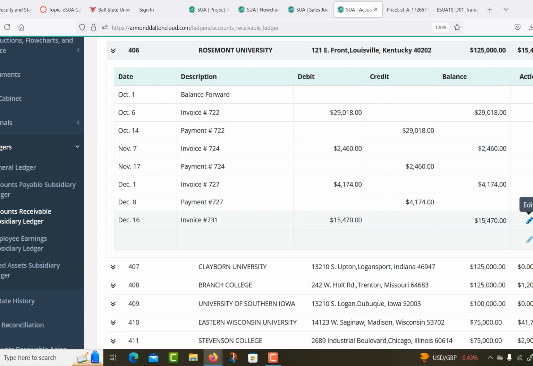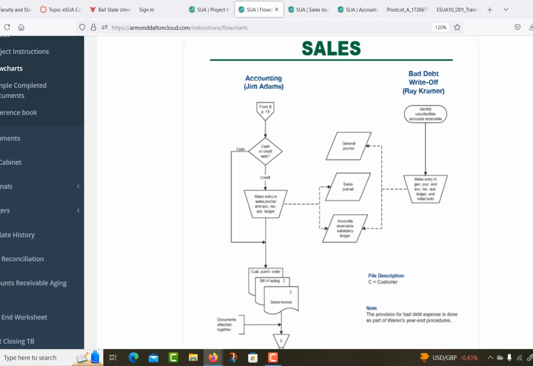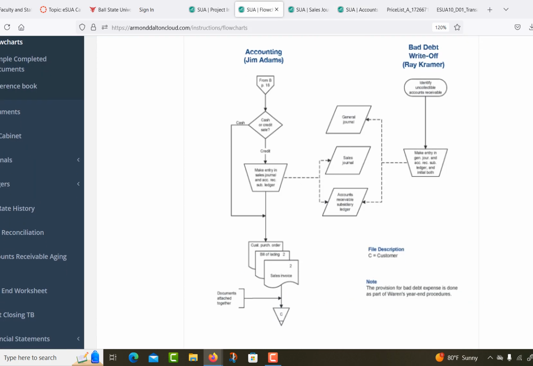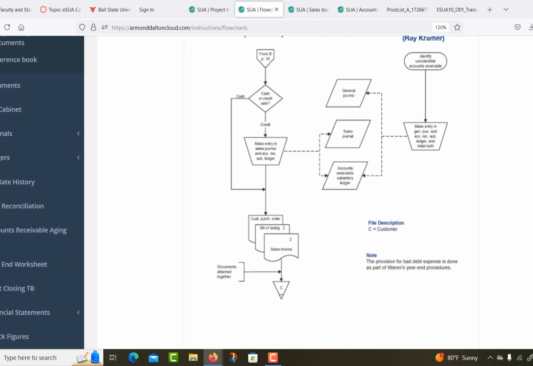Now the only thing left to do in this transaction is to go down here and file the documents. So we have a customer purchase order, bill of lading, and sales invoice, and so we're going to file those. We're going to send those to the customer. We've already got copies in our files in accounting and the other areas, so we're going to send these to the customer as we ship the goods.